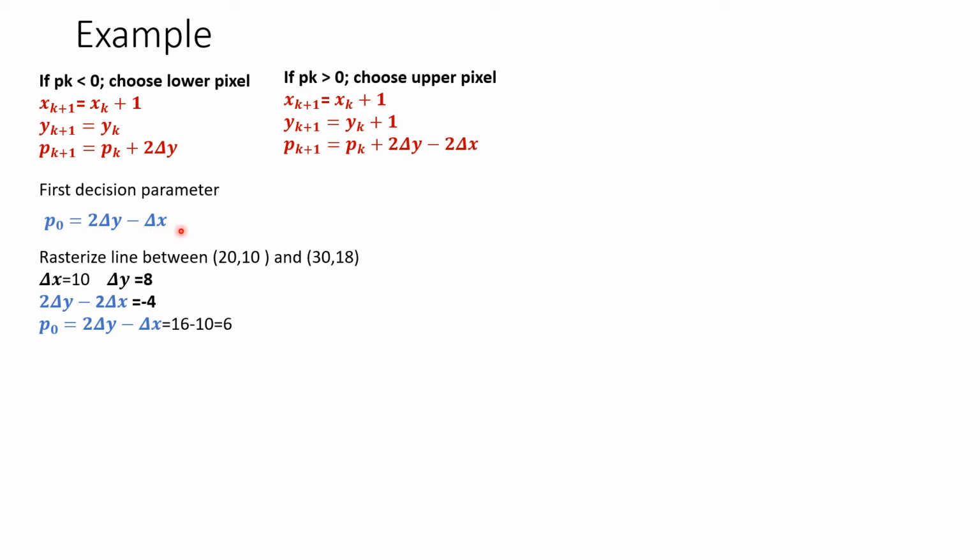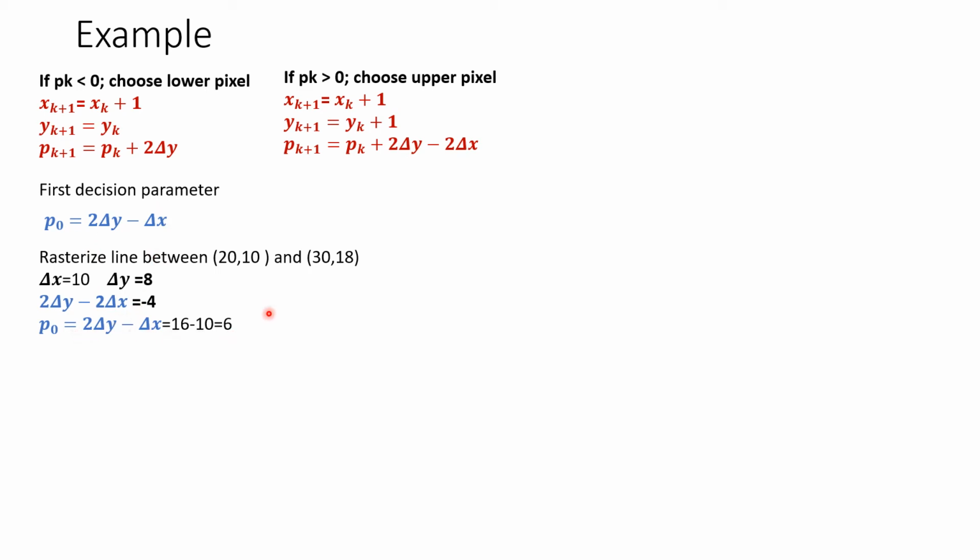Let us take one example and try to rasterize a line between the two given points, that is (20, 10) and (30, 18). So we'll find out the basic differences. Del x is 10, del y is 8, and we find out this value which is recursively used in the equation as we see over here. It is commonly used, so we'll calculate it in advance, and this 2 del y minus 2 del x turns out to be minus 4, and the first decision parameter P0 was calculated as 2 del y minus del x. We find this also, and it is equal to 6.